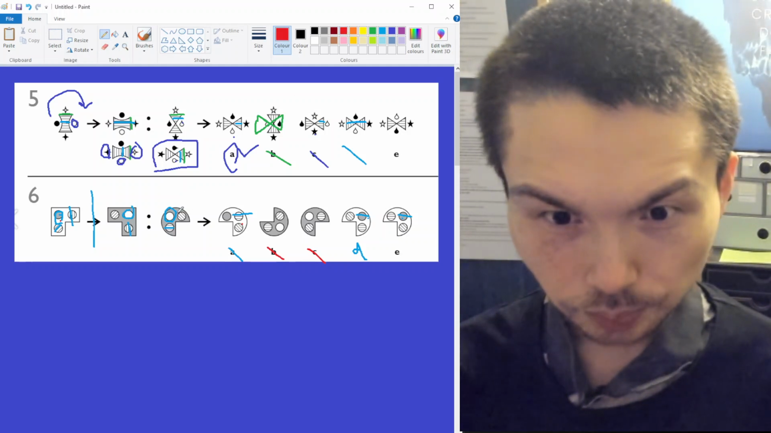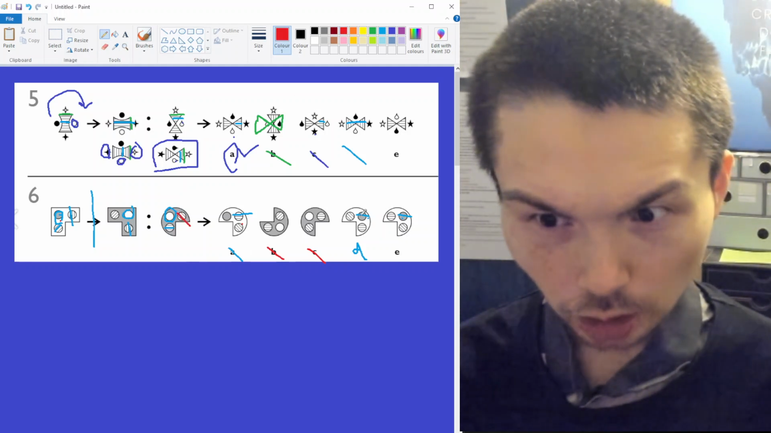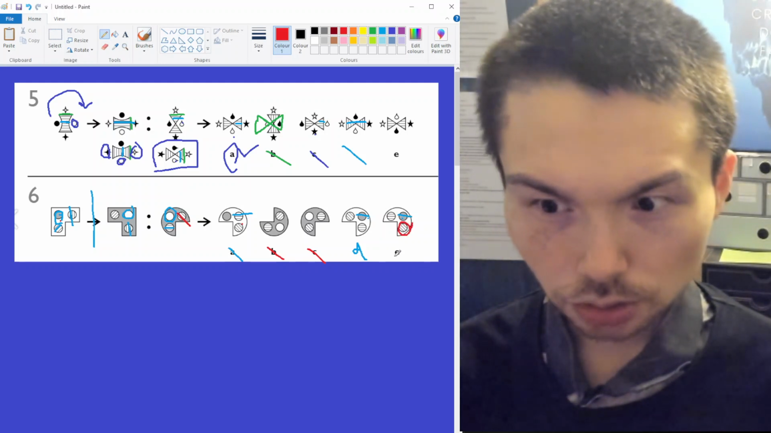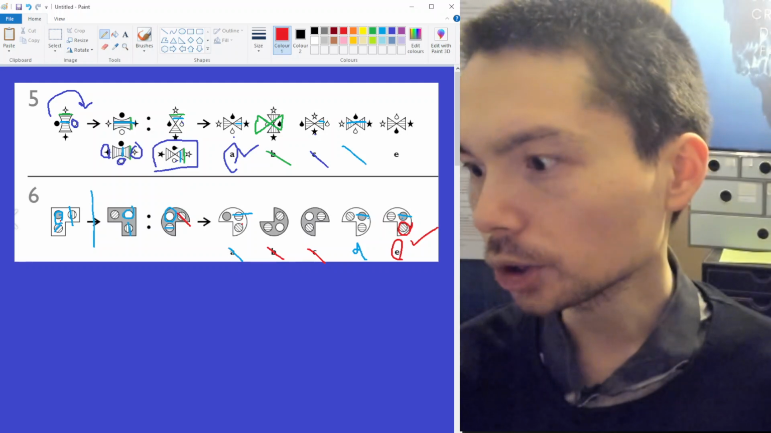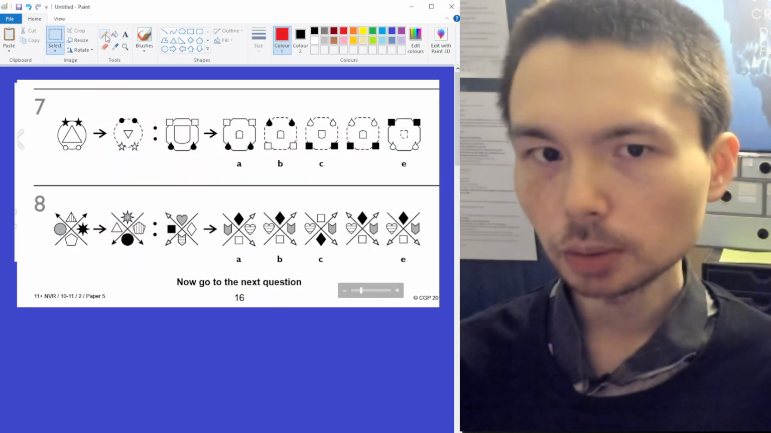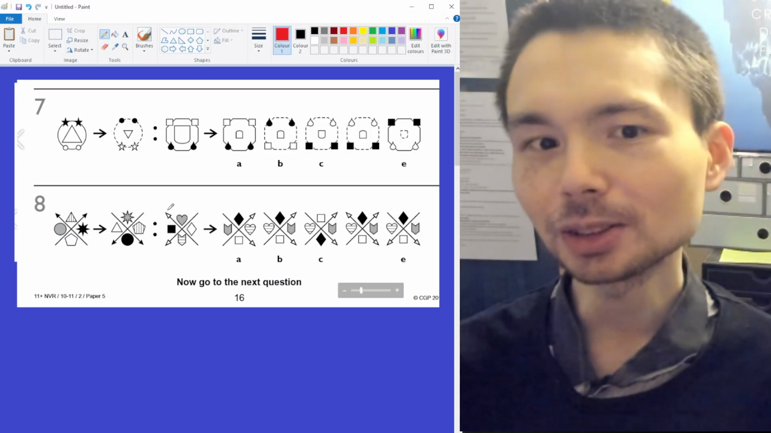So if I change it, that one can't be here. It's got to be bottom. It's got to switch places. So E is the answer. That's our hardest question so far. Question 7 and 8. I hope they will be much better than question 6.